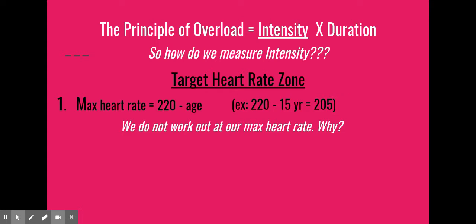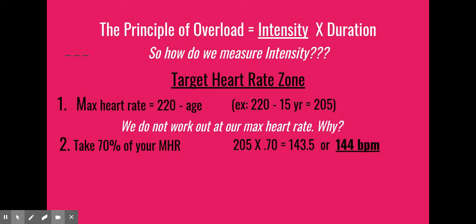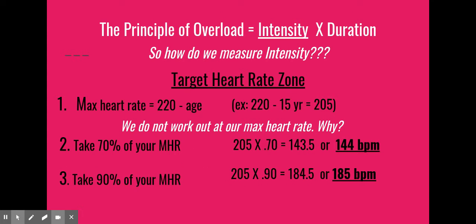So now we're going to find the zone. We're going to, first of all, take 70% of the maximum. So we're going to multiply that 205 times 0.70. For this 15-year-old, it would be 143.5, or rounded up to 144. That is the low end of the zone. Then we're going to figure out the high end of the zone, which is taking 90% of the maximum heart rate. So we're going to multiply times 0.90, and that will give us 185.